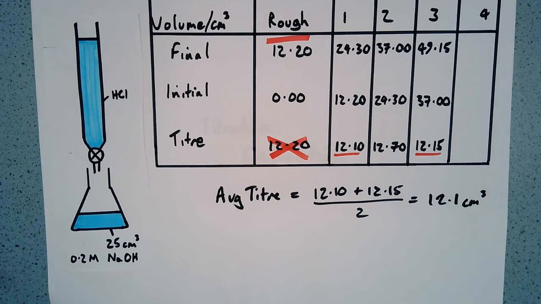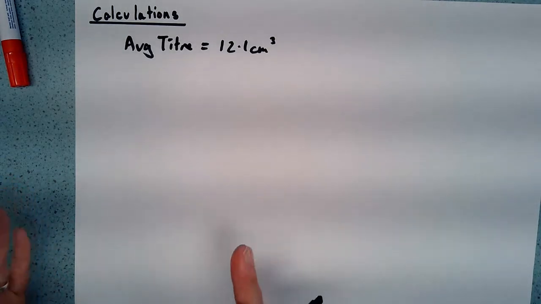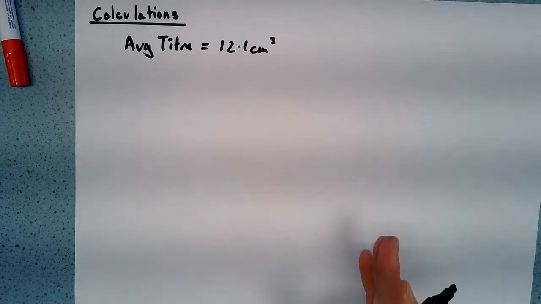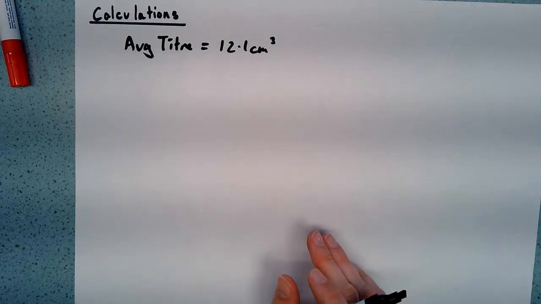It would actually be 12.125 on a calculator, but I'm going to round it to 3 significant figures. I think that's likely to be acceptable for the mark scheme because it doesn't specify any number of decimal places, but read the question to make sure. So once we have our average titer, we get to the crux of the matter. What is a titration for? Well, a titration can be used to work out something about an unknown solution by reacting it with a solution that we know more about.